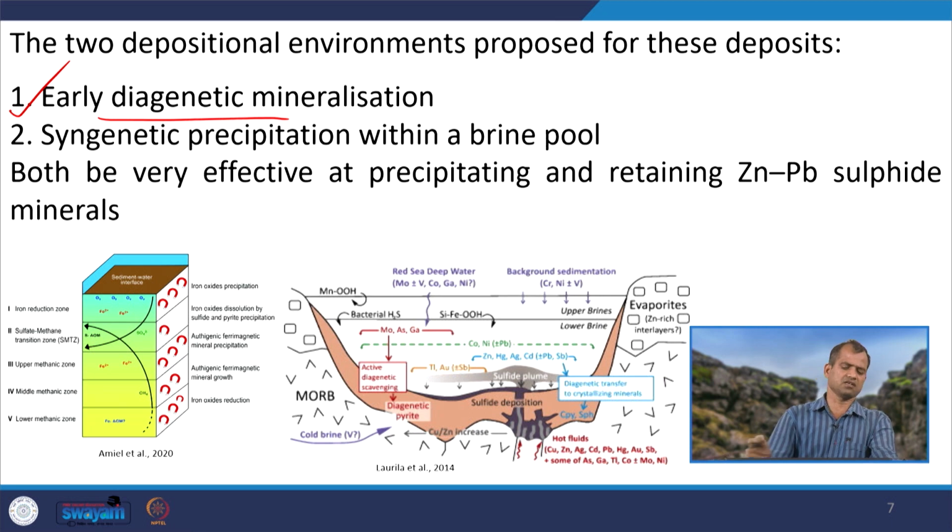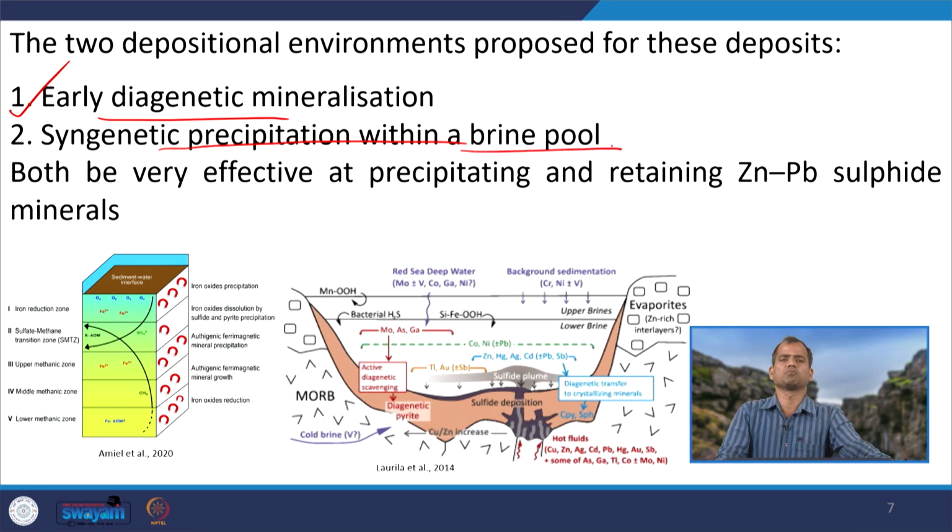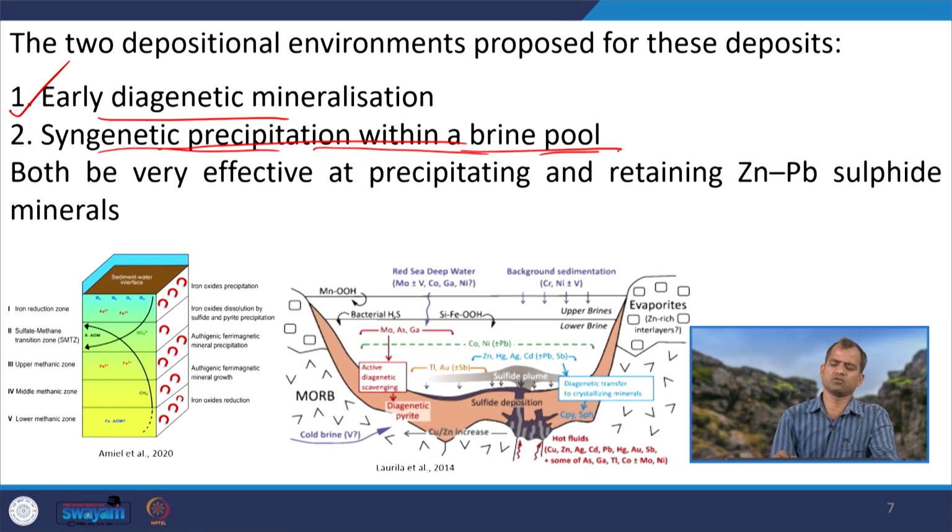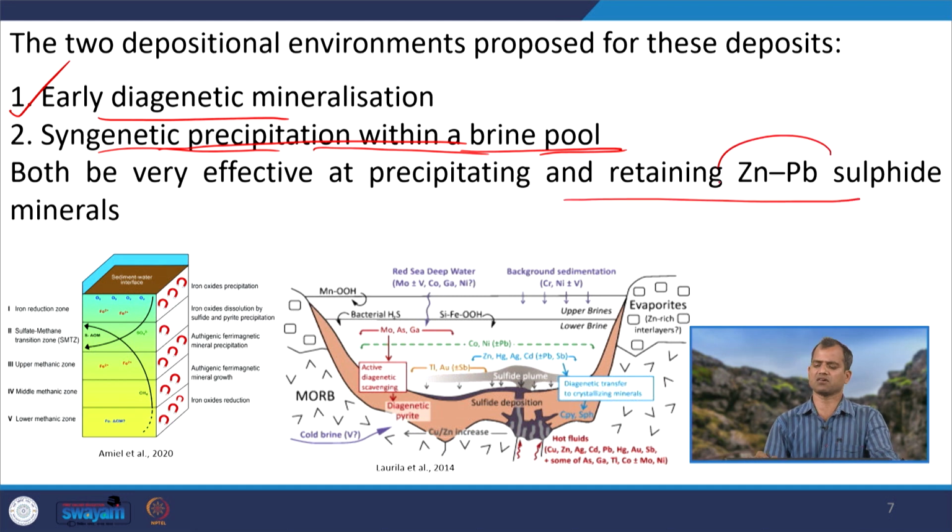And the other is syngenetic precipitation within a brine pool. The brine pool is rich in minerals. If you remember our earlier class when we were talking about evaporite deposits, they mostly come from brine solution, so they are rich in minerals. So, syngenetic precipitation within the brine pool is another interpretation for the mineralization, and both can be very effective at precipitating and retaining the minerals, which are the zinc and Pb deposits.